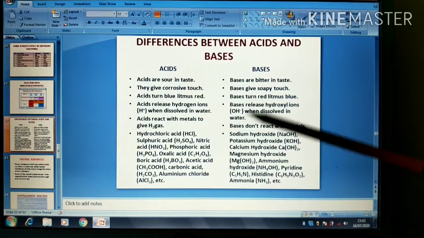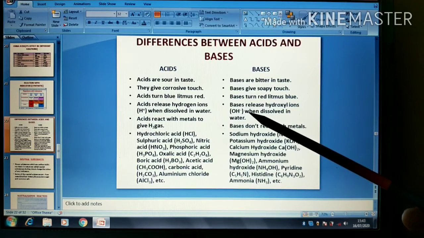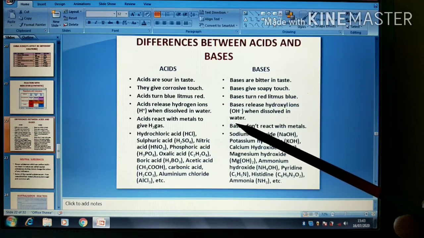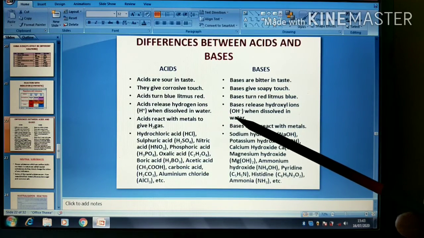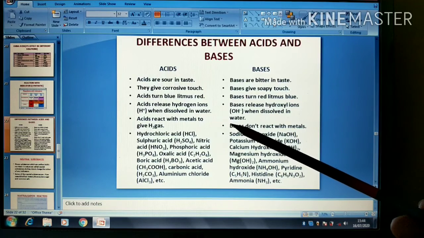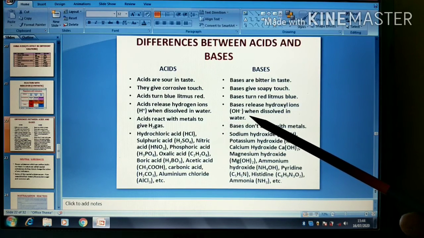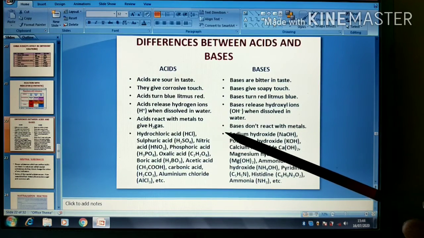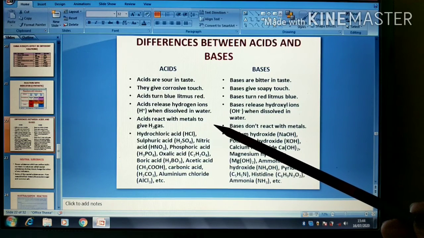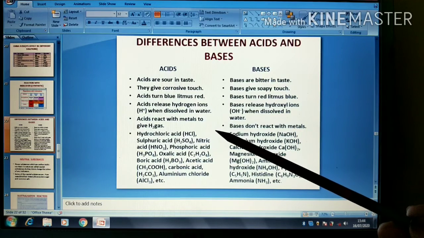You do not need to remember this now. You have to study this in higher classes, which substances are said to be acids. If they release H plus ions or hydrogen ions, then they behave as acids, and when substances release hydroxyl ions or OH minus ions when dissolved in water, then they are called bases. Another difference: acids react with metals, forming a compound and releasing hydrogen gas, but bases do not react with metals so easily.